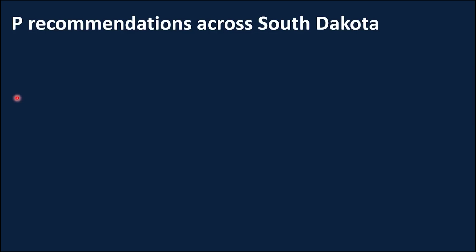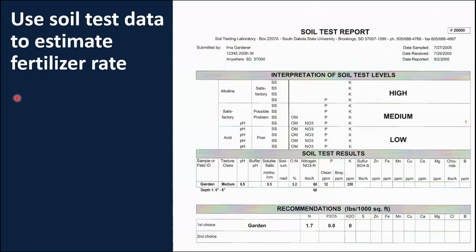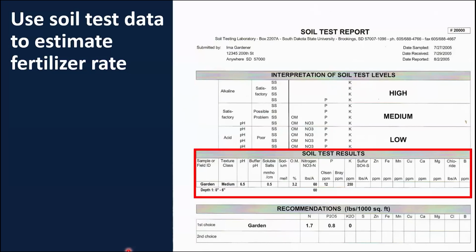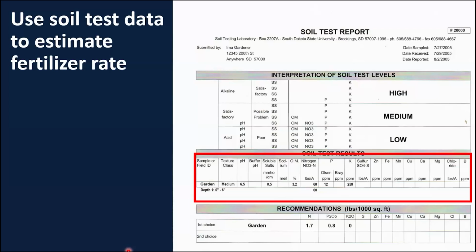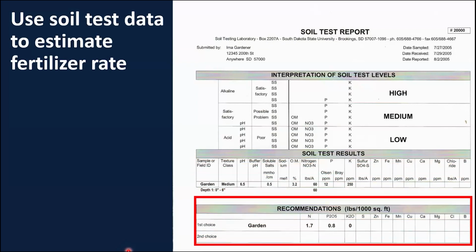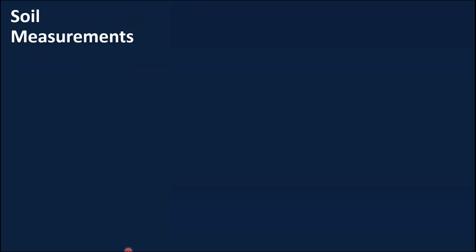So now we're going to transition from looking at the soil health recommendation to some general recommendations across South Dakota. When we look at our current recommendations, typically we go out, we take soil samples, we send them to a lab, we get our soil test results back, and then from there we get recommendations of how much of different nutrients to apply.